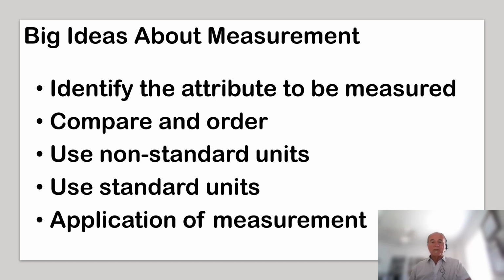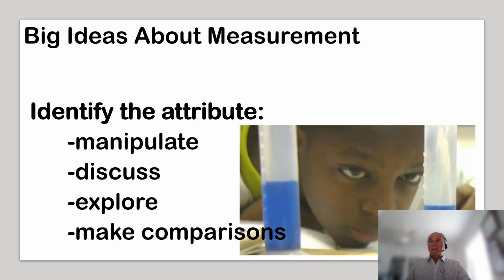And then, of course, when we come to standard units, that's what we're most familiar with. And then we can apply the measurement that we find on the measurement that we've got of the attribute that we've taken. So what do we do? First of all, what's the attribute that we're going to be measuring in length? Then here's the fun part. We can actually start to manipulate that. So using non-standard and standard units, once we've identified the attribute, we can play with it. We can talk about it, we can explore it, and we can make comparisons.